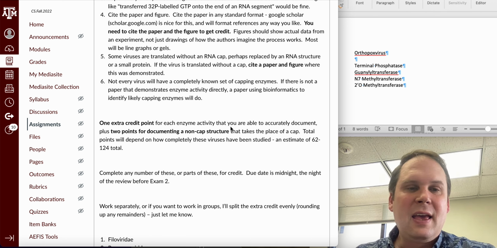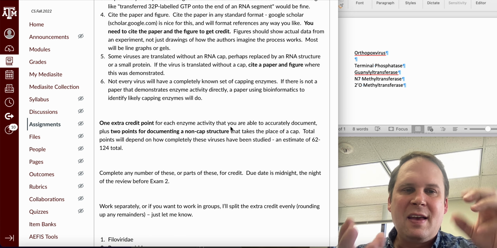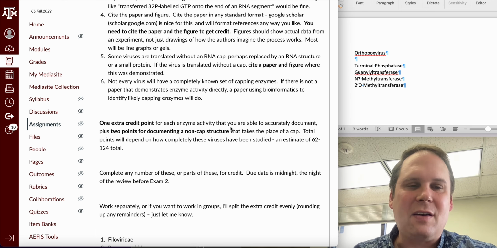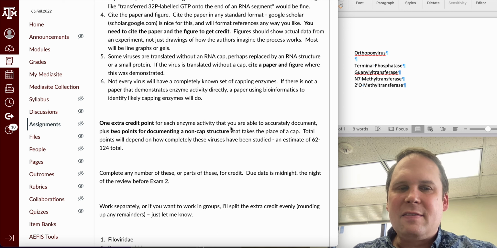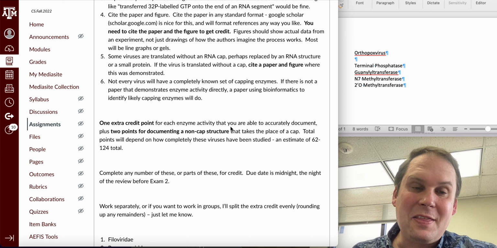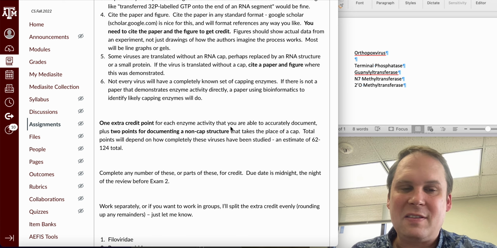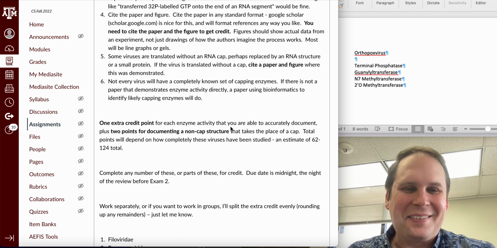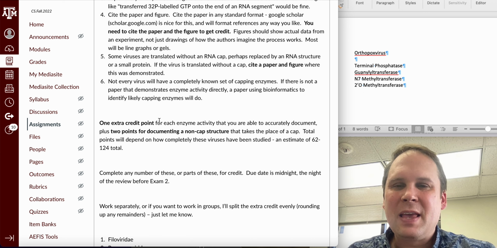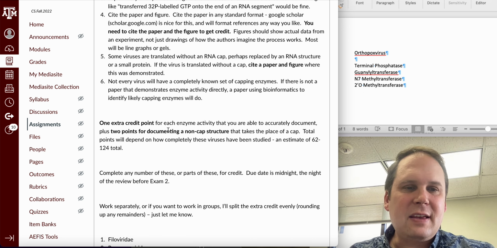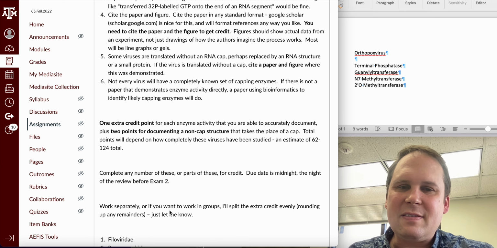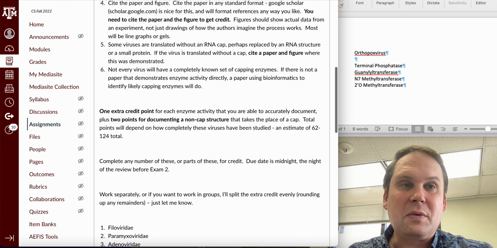good enough for me. In some cases, it may be a structure paper. They may solve the structure of the enzyme with a little cap molecule and a piece of RNA right inside of it, and that is also good enough evidence. So for the more popular viruses, there may be several different papers and figures that you can cite that are all actually just fine for the purpose of this. So, see what you can do. See what you can find for me. Each one that you get is an extra credit point. Every time you can document a non-traditional cap structure, that's 2 extra credit points. And these are due before exam 2. So that's where we're going to pause this.